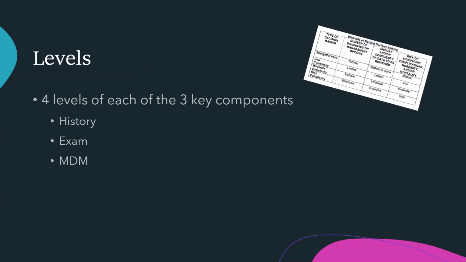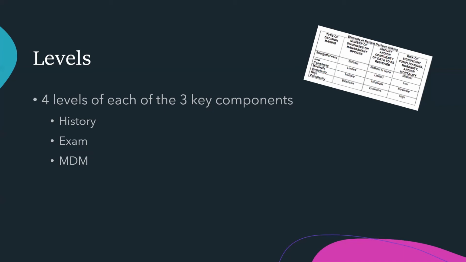Levels. There are 4 levels of each of the 3 key components. So history, exam, and MDM. To select the correct E&M code, the coder must determine the level of each of these 3 key components and then locate that corresponding E&M code. For example, if a provider performs a comprehensive examination of all body areas and organ systems on a patient, it is considered a high level of examination component, which falls in the comprehensive category.